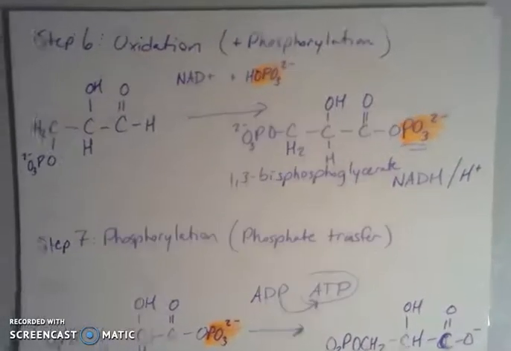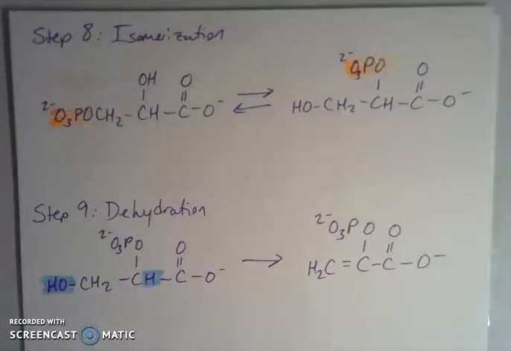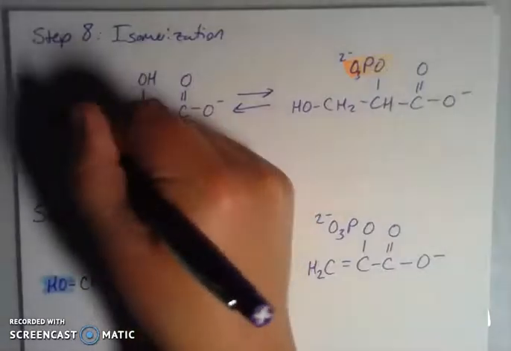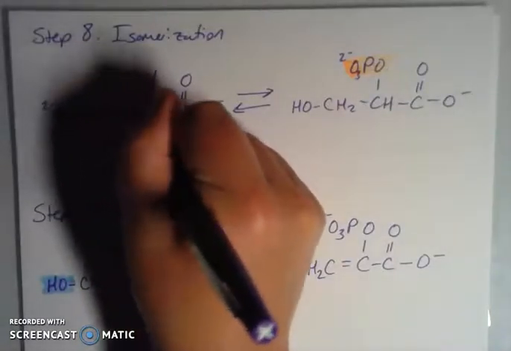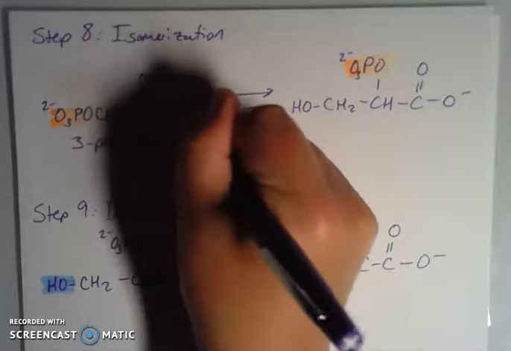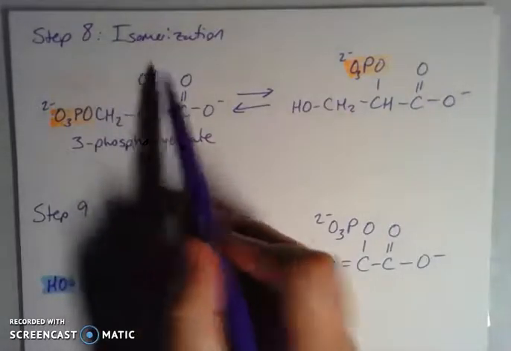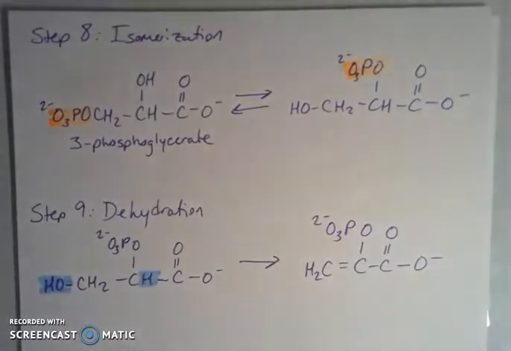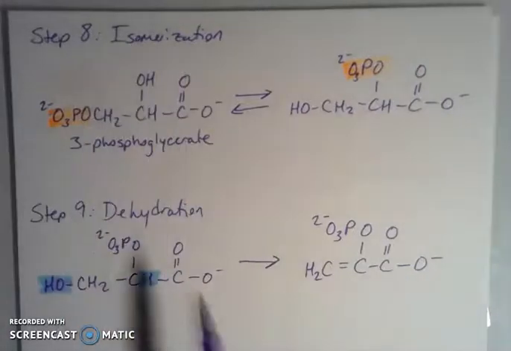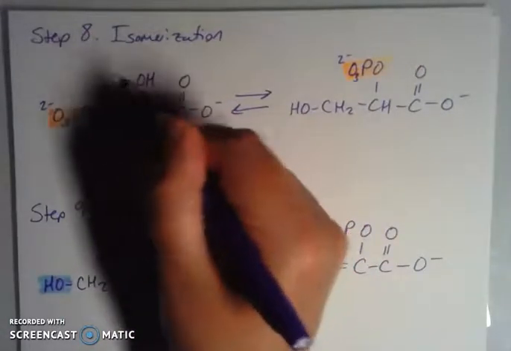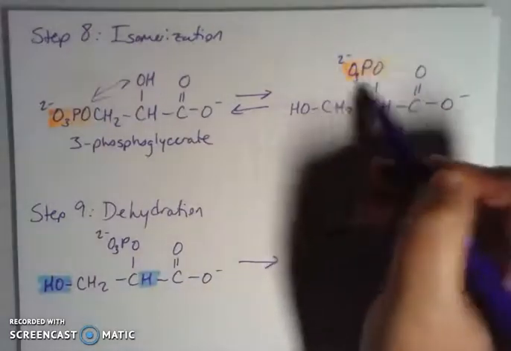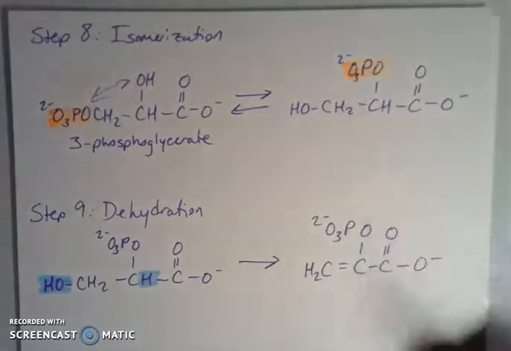Okay, now in step 8, we have some isomerization here. The product that formed in that last one was 3-phosphoglycerate. And now isomerization, again, we're just rearranging the thing. So this is going to be an isomerase that does this. We're going to do kind of a swap here between these guys. That puts my phosphate group up here, my hydroxyl group down here.